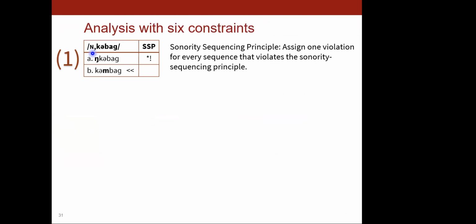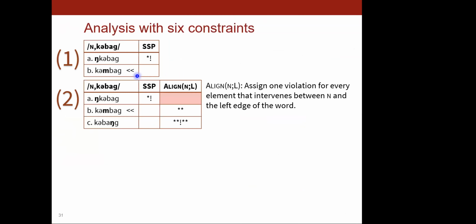Okay. So the first constraint that is active for this pattern is the sonority sequencing principle, which assigns a violation for every word that begins with a nasal obstruent sequence. So if the candidate here begins with a nasal followed by an obstruent, like unkabag, this constraint says, okay, that's not a great way to start a word, next. Kumbag does not violate the sonority sequencing principle and is thus the more optimal candidate.